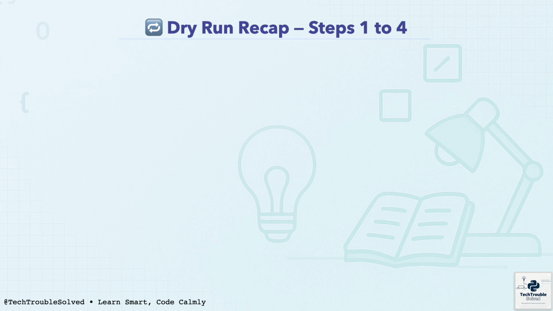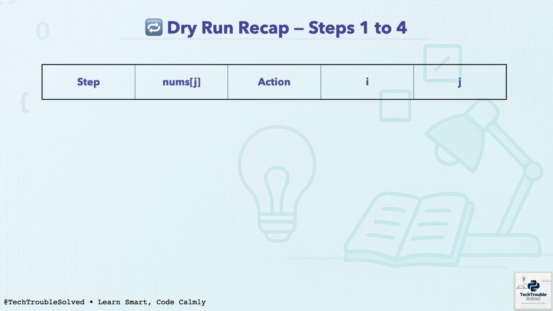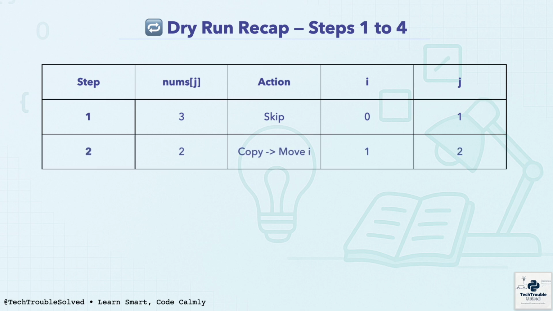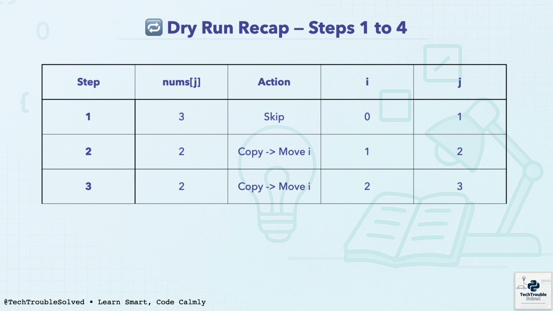Let's quickly recap the dry run step by step. In step 1, pointer j points to 3. Since this value equals val, we skip it and move j forward. In step 2, pointer j points to 2. This is a valid value, so we copy it to position i and move i forward. In step 3, pointer j again points to 2. We repeat the same logic, copy and move i.